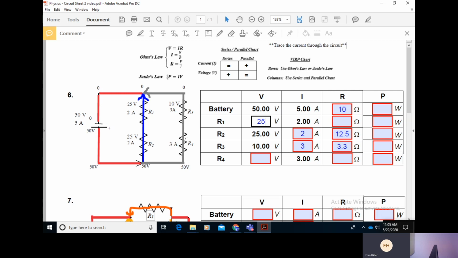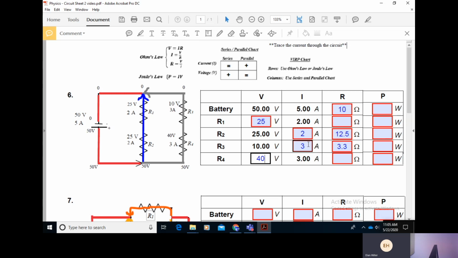But then what about R4? Well, we know R3 has 10 volts across it, and the whole pathway that includes 3 and 4 is supposed to have 50 minus 0, or 50 volts. So if 10 volts is going across R3, that means there must be 40 volts across R4. Why? 40 plus 10 has to add up to the 50 volts across the whole pathway.